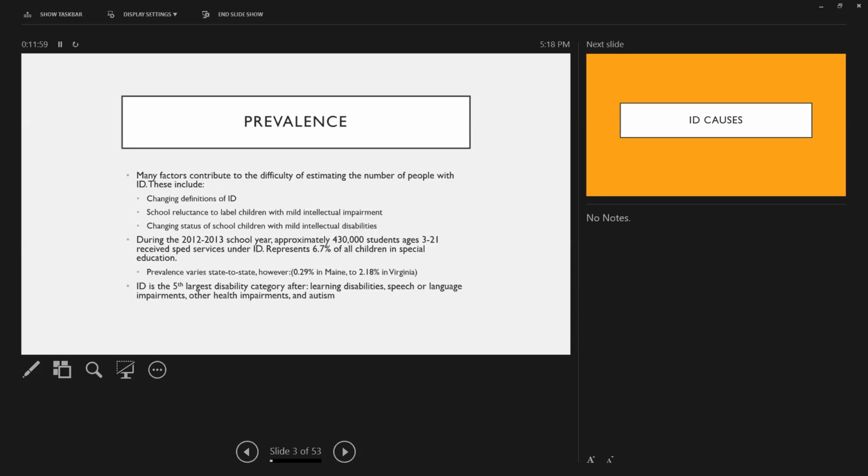And when we think about intellectual disability in the context of IDEA, it's the fifth largest category. And you see there those that come before it: learning disabilities, speech language impairments, other health impairments, and autism.